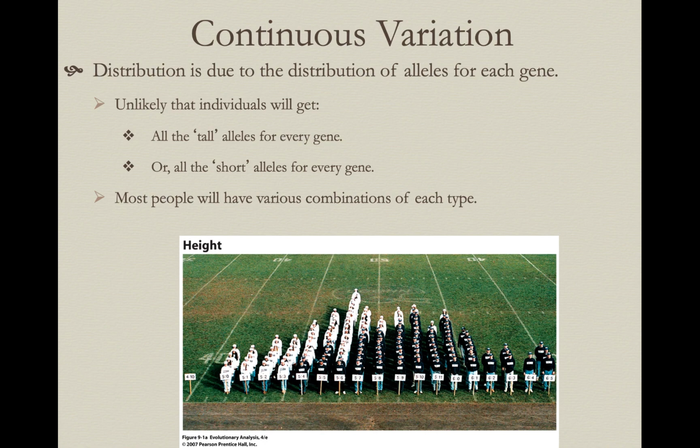So most people are going to have some various combination of tall alleles and short alleles to give them an intermediate height. Some individuals, if they have taller parents that had more tall genes, well, they're going to get a greater proportion of tall genes.